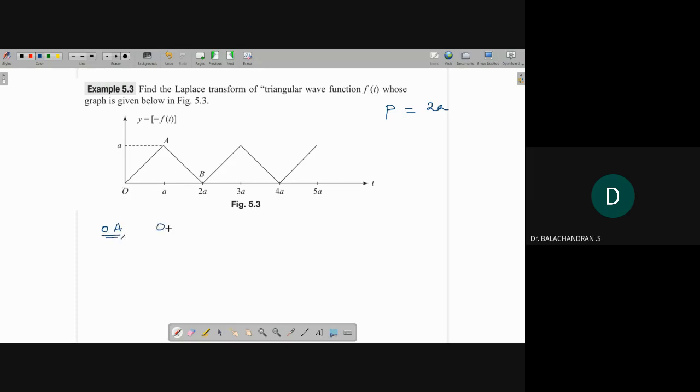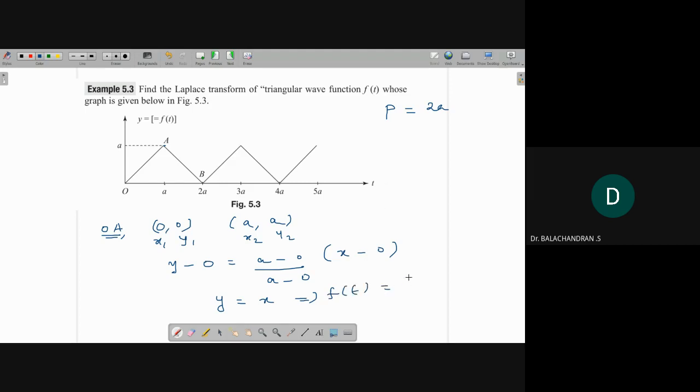The point is again 0, 0, and this point is a comma a. Sir, y equal to t in 0 to a, and a to 2a, y equal to 2a minus t. Yes, correct, Chaitanya. Very good. So x1, y1, x2, y2. First we will find the equation of OA. So y minus y1 equal to y2 minus y1 divided by x2 minus x1, into x minus x1. So you'll get y equal to x, which is y equal to f of t. Instead of x, you should take t. So f of t equal to t. So this is the equation of OA.